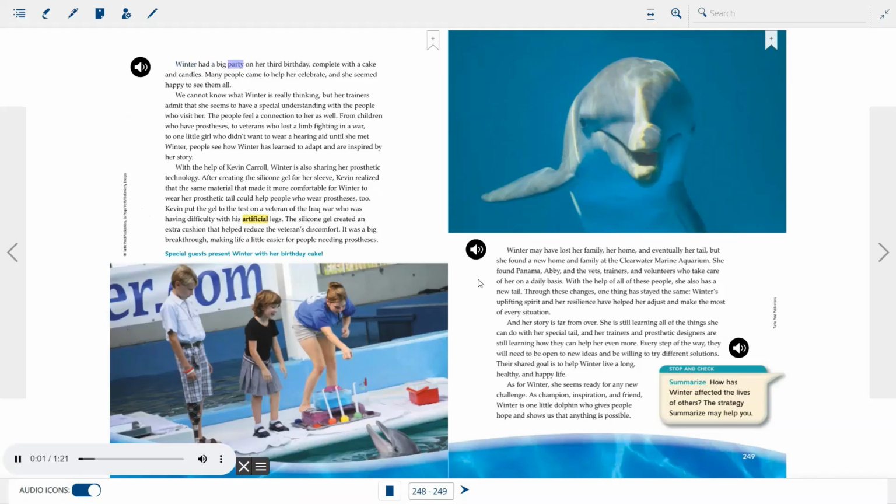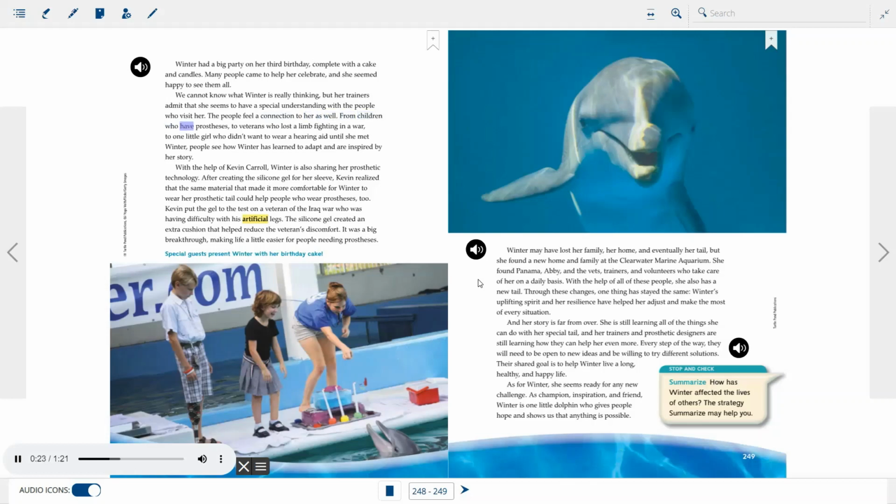Winter had a big party on her third birthday, complete with a cake and candles. Many people came to help her celebrate, and she seemed happy to see them all. We cannot know what Winter is really thinking, but her trainers admit that she seems to have a special understanding with the people who visit her. The people feel a connection to her as well.